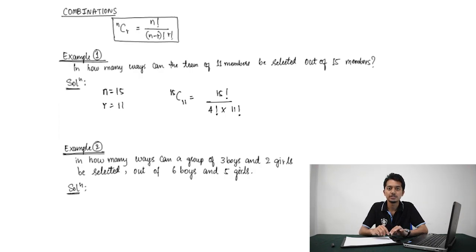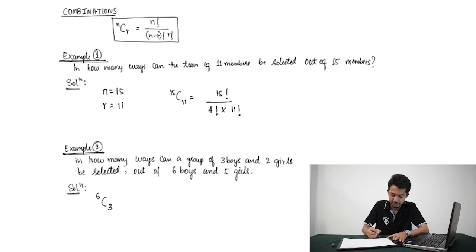Instead of solving, look at the options first. If the option is a whole number, then try and solve it. If not, mark the correct one. For the next example, in how many ways can a group of 3 boys and 2 girls be selected out of 6 boys and 5 girls? Here we have 6 boys, 3 boys should be selected out of them, and 5 girls, and 2 girls should be selected out of them. That is, 6C3 is 20 into 5C2 is 10. That is equal to 200 ways this group can be formed.